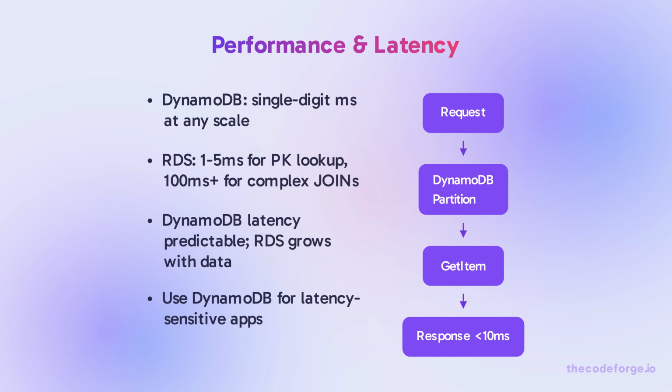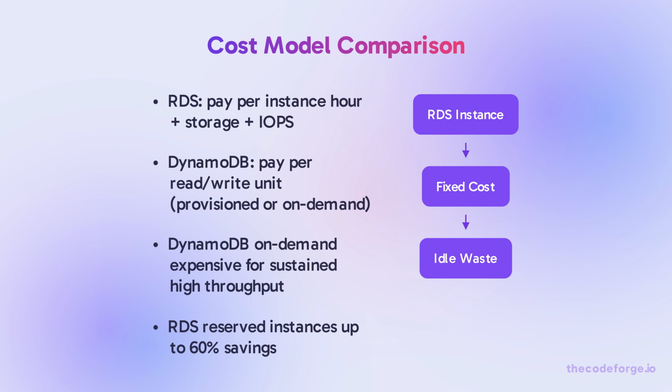DynamoDB guarantees single-digit millisecond latency for getItem and query at any scale. Relational database service latency varies. A simple PK lookup can be 1-5 ms, but a complex join can be 100 ms or more. Relational database service charges per instance hour, even when idle. DynamoDB charges per request. On-demand is great for variable loads, but can be 10x more expensive for steady traffic. Always run a cost analysis.